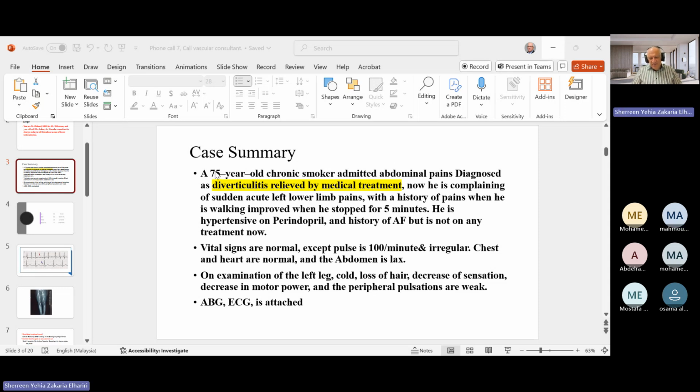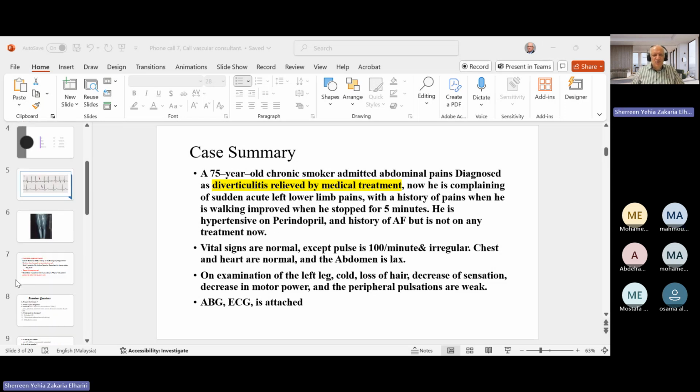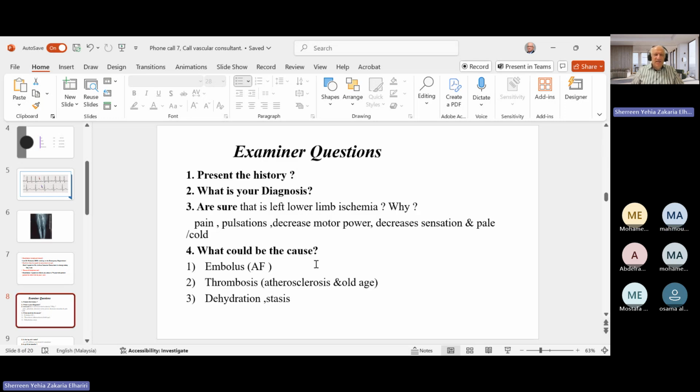How old is the patient? The age is in front of you. Okay, old age, so it can be atherosclerosis. So in this patient you have 3 possibilities. It can be embolus because the patient has atrial fibrillation. The patient can have thrombus due to atherosclerosis and old age, he is 75. This patient can have dehydration and stasis due to diverticulitis, which can cause a hypercoagulability state. This is why we mentioned that this patient has diverticulitis.